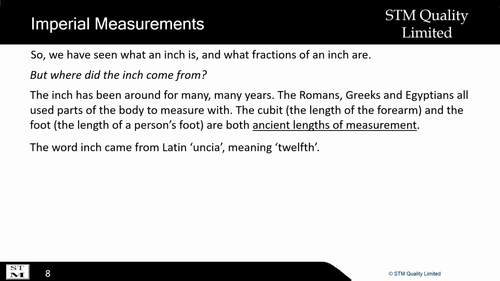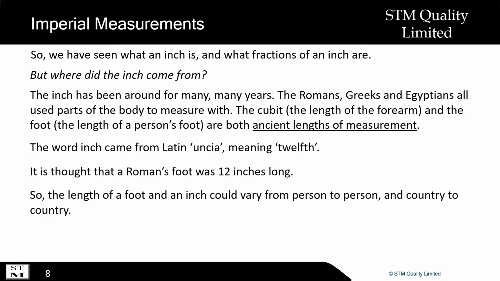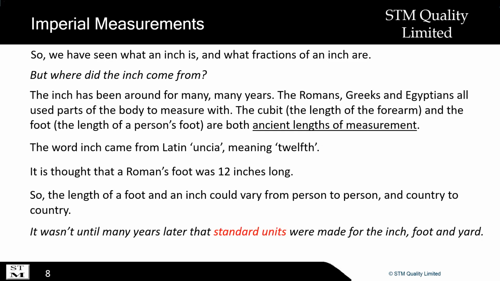The word inch came from Latin uncia, meaning 12th. It is thought that a Roman's foot was 12 inches long. So, the length of a foot and an inch could vary from person to person and country to country. It wasn't until many years later that standard units were made for the inch, foot and yard.